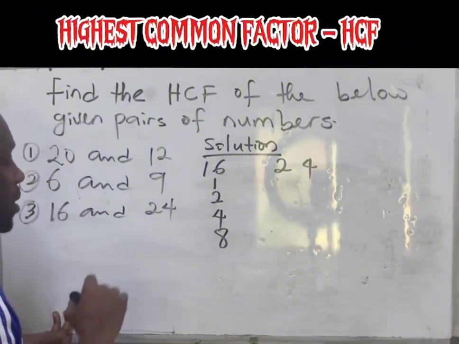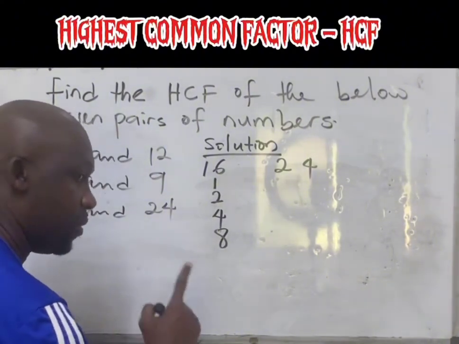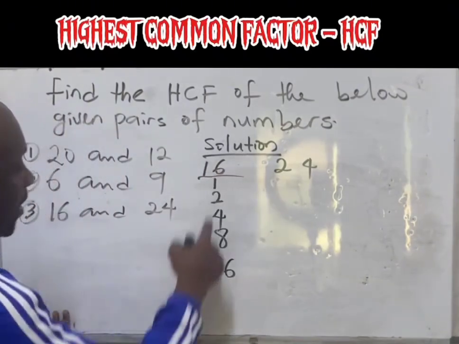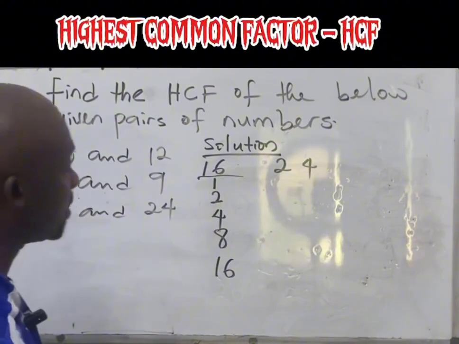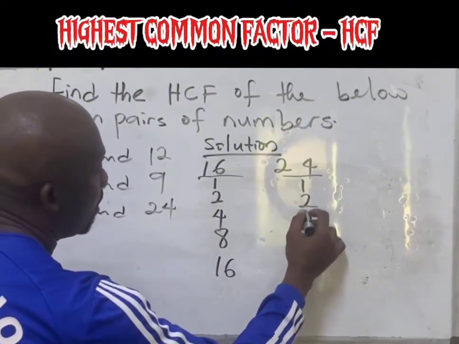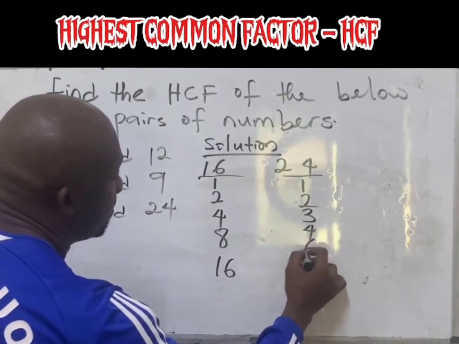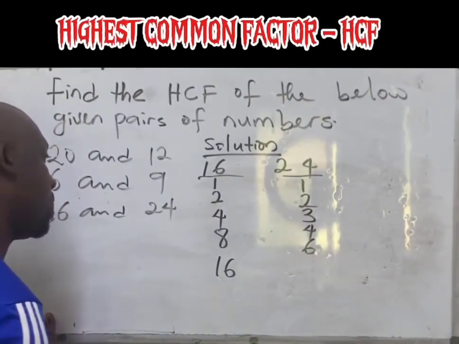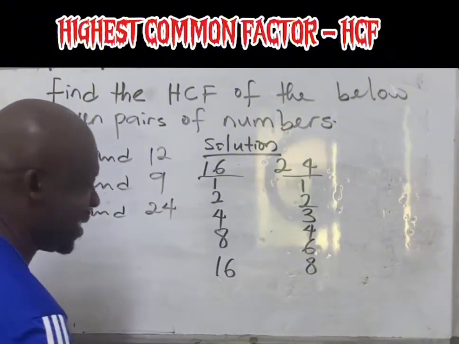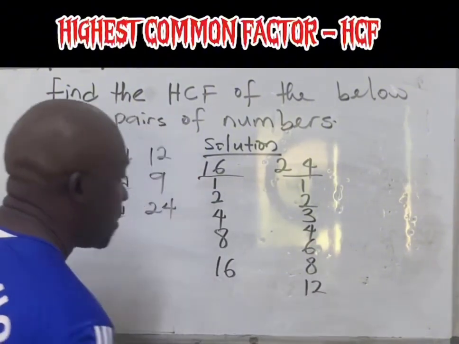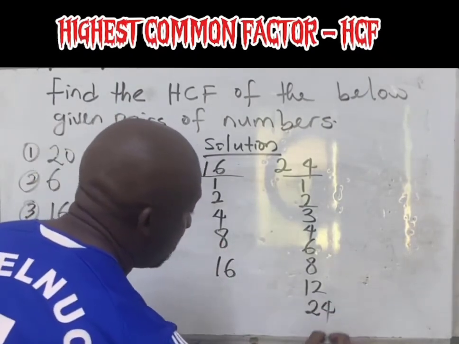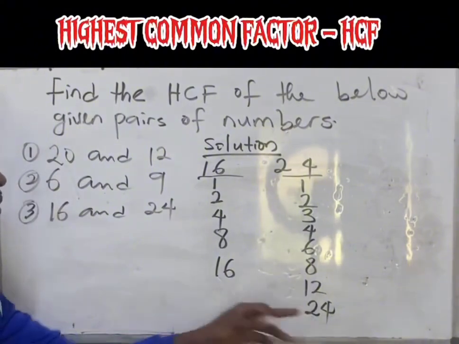Because 8 times 2 is 16. 9 cannot, 10 cannot, 11 cannot, 12 cannot, 13 till 16. These are the factors that can divide 16 without a remainder. And for 24, we have 1, 2, 3, 4, 6. 7 cannot. Yes, we have 8. 8 can divide 24 without a remainder. 9 cannot, 10 cannot, 11, then 12, then 13, 14, 15, up to 24. No other number can divide 24 without a remainder.